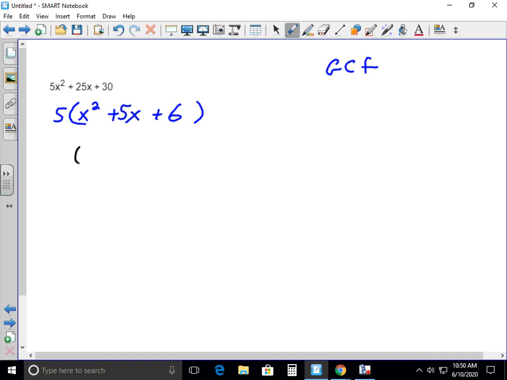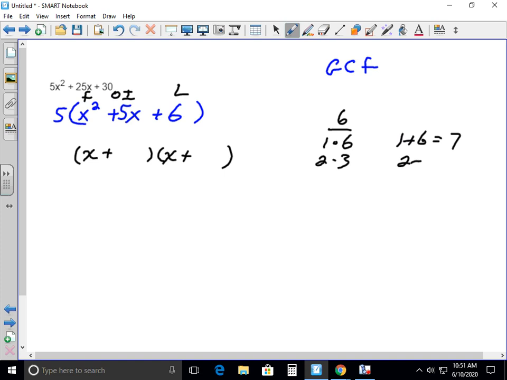So how is that inner parenthesis going to factor? The first need to be x times x to get x squared. The last need to make a positive 6, and the middle needs to make a positive. So we need plus, plus. And then what numbers multiply to make 6 and add to make 5? Well, 1 plus 6 is 7, but 2 plus 3 is 5. So we need a 2 here and a 3 there.